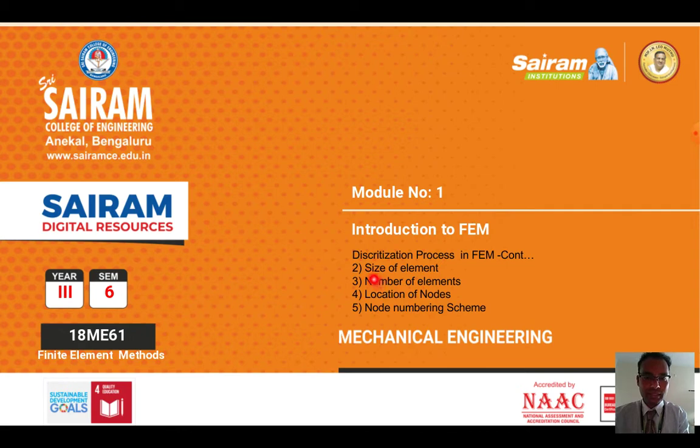The second stage is the size of an element, number of elements, location of node and node numbering scheme. This is the second part of that. In the first stage we studied the first one, that is the types of element used in finite element method. Here we are going to study the second, third, fourth and fifth steps.